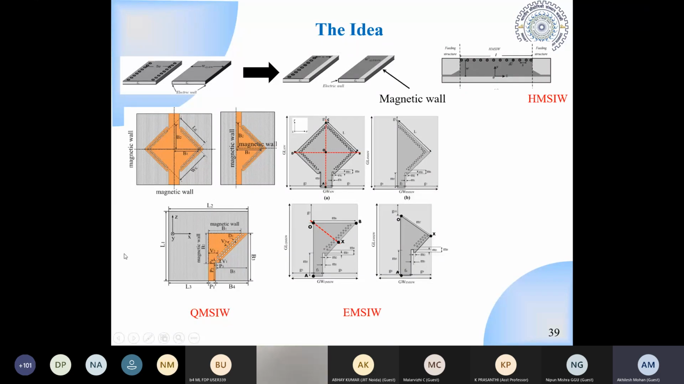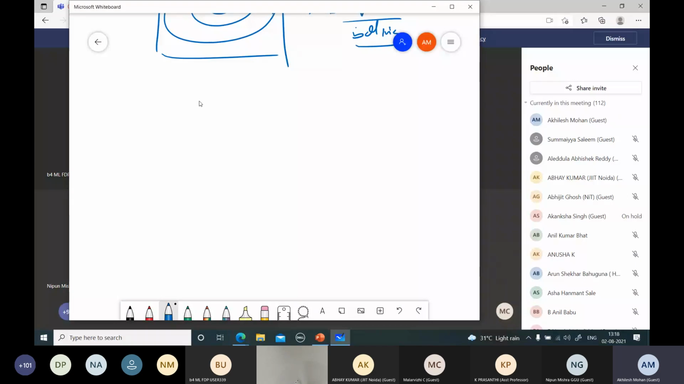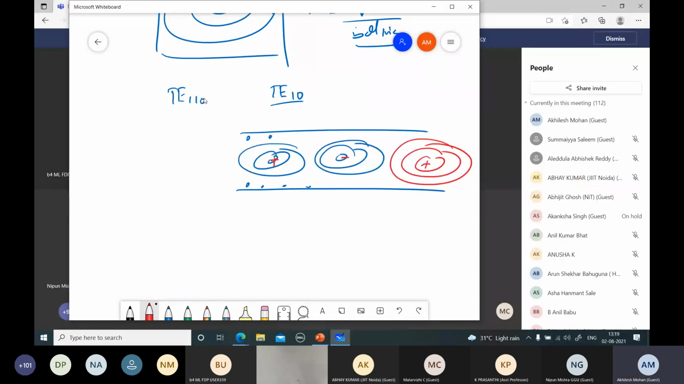If you have anything really symmetrical, I'll just show from this one. So if I have the TE110 mode, let's say the TE10 mode of the waveguide cavity, this is my wave. The mode is like this: plus, minus, then plus, and so on. This is my sidewalls here. So this is my SIW cavity, that is substrate integrated waveguide.